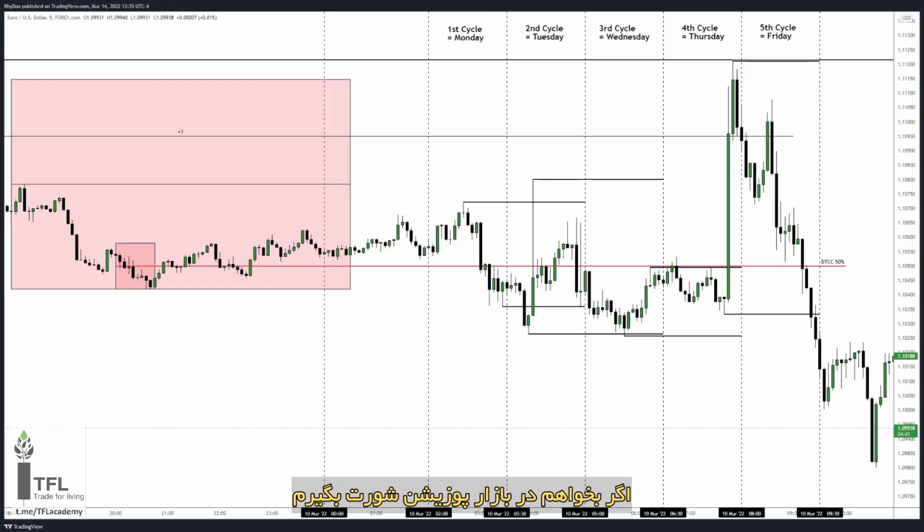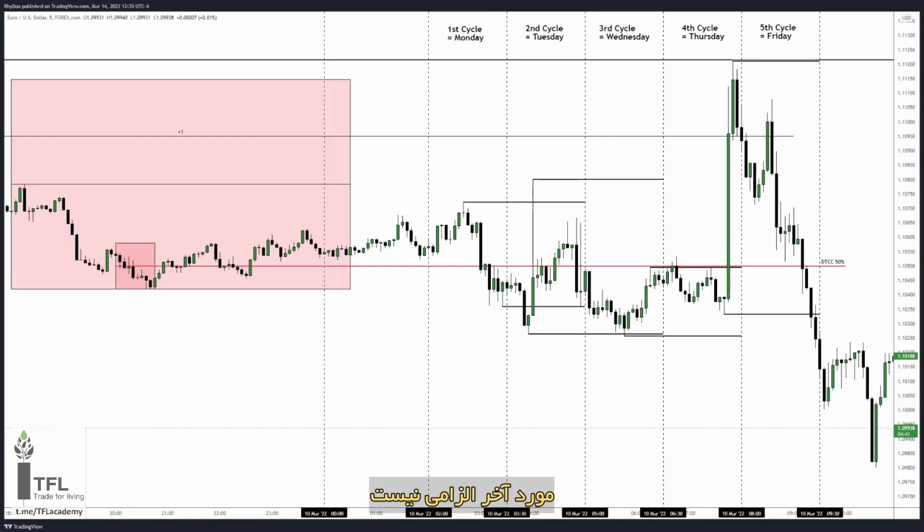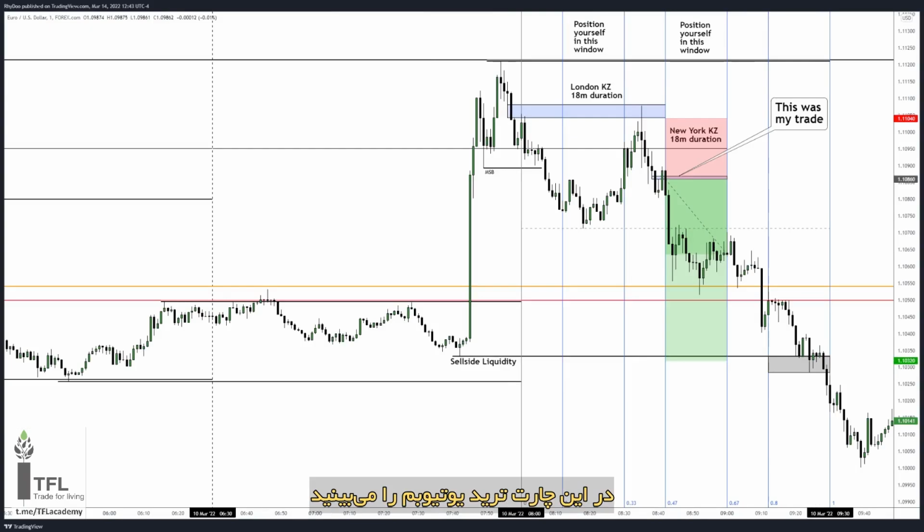If I want to short the market, then I do want to sell above midnight opening price, DTCC midpoint, and or above the cycle's opening price. Last one is not a must. In this chart you can see my trade I took on YouTube.